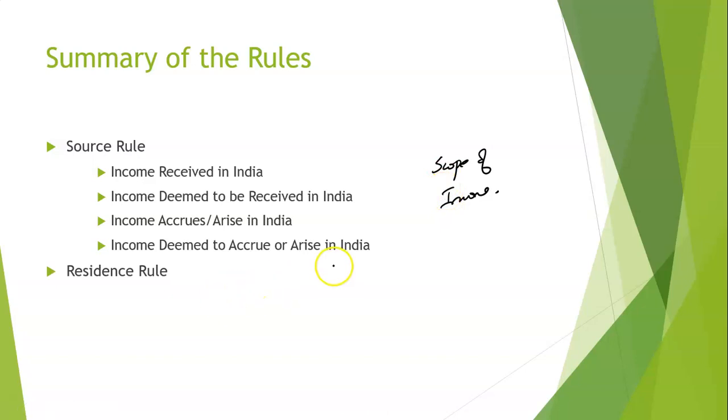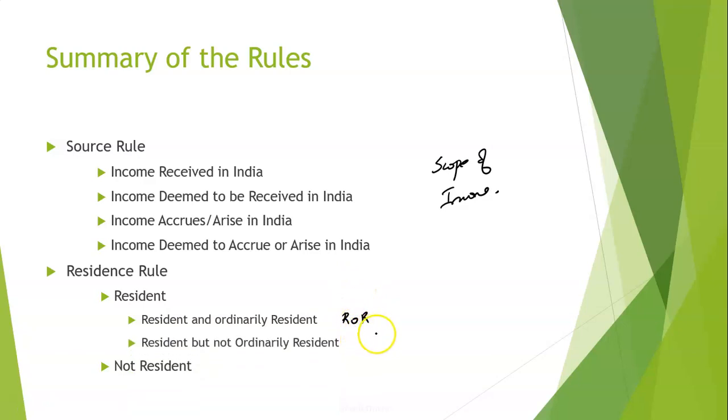Whereas the residence rule tells us that an assessee can be classified as a resident or a non-resident. And this resident can be classified further, in case of an individual or a HUF, into a resident and ordinarily resident, ROR in short, or resident but not ordinarily resident, that is RNOR in short.